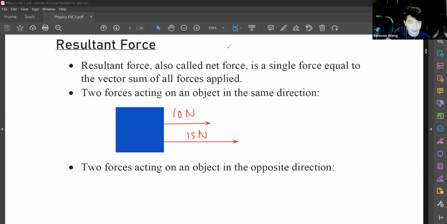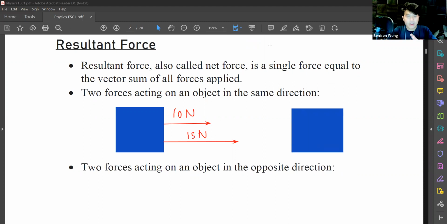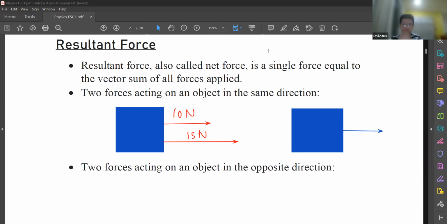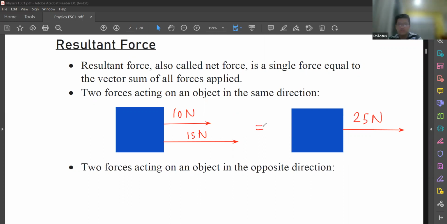25. Exactly, 25 newtons. But is the 15 newtons an additional force? Yes, it's an additional force. Okay, 25 newtons is the resultant force. Resultant force is basically the total force acting on the object. If you pull that object with two forces, one is 10 newtons, one is 15 newtons, what is the result? The object will move with a force of 25 newtons. Understand?